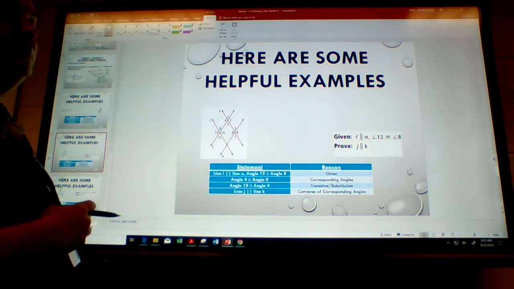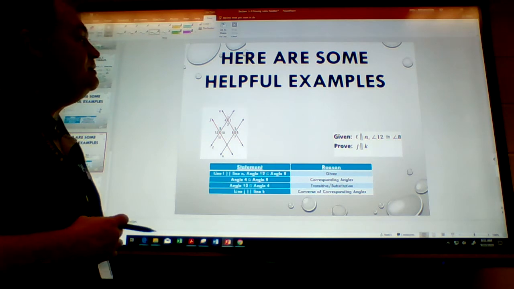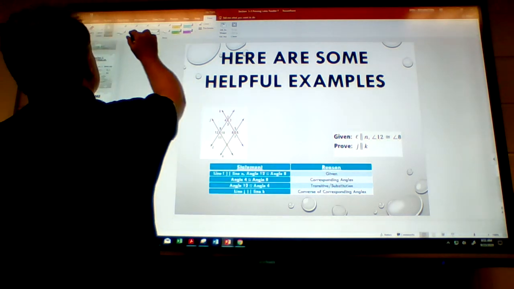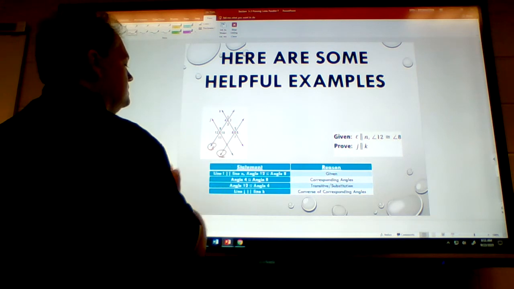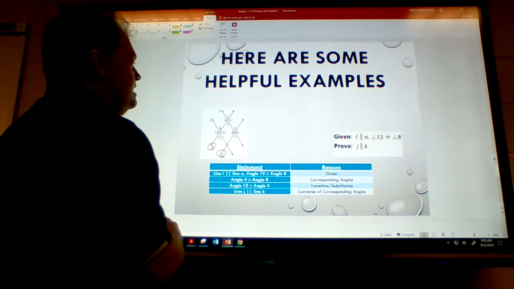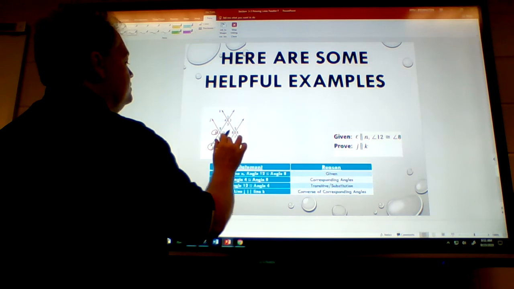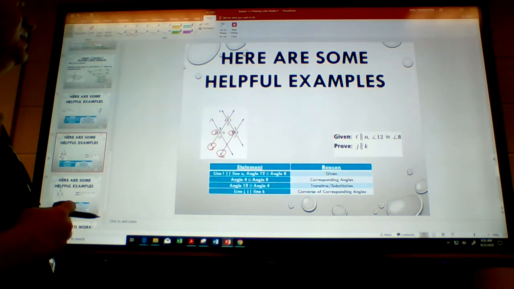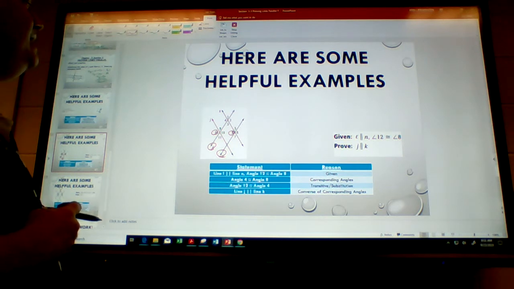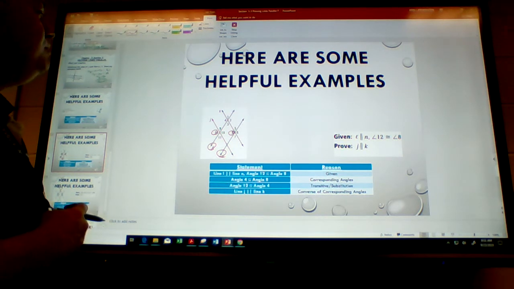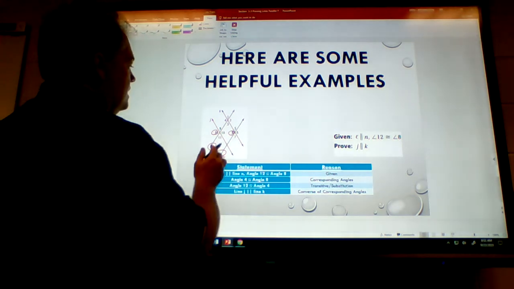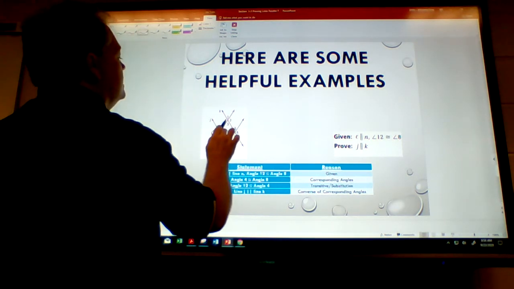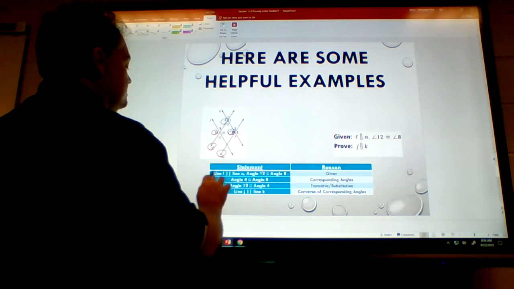Okay, same thing with this one. Let's see, we have L is parallel to N. We know that these two are parallel. And we know that angle 12 and angle 8 are congruent. So we know that these two angles are congruent. Well, we're also given that, or we're trying to prove that J is parallel to K. So here's what we know. Because these two lines are parallel, angle 4 and angle 8 are corresponding angles, and they are congruent.